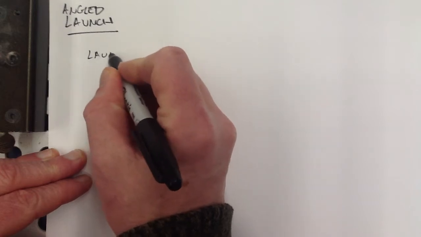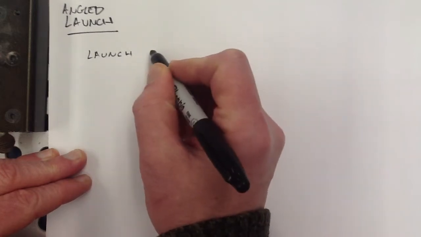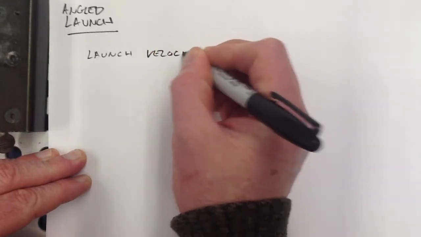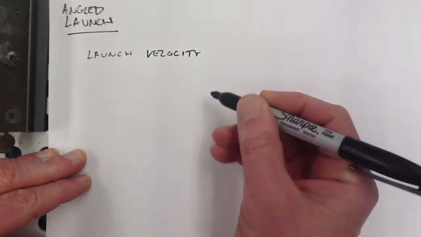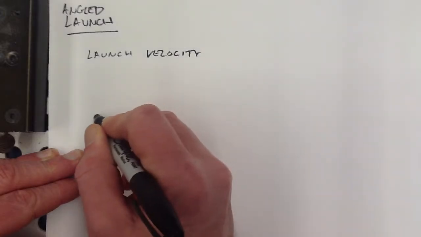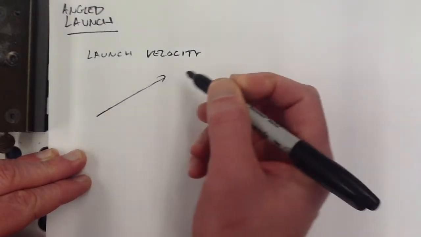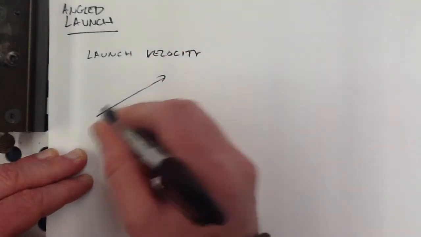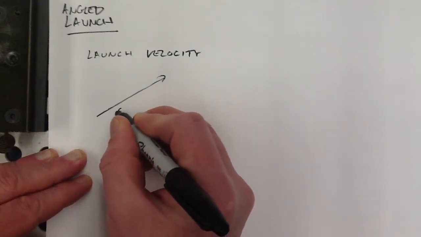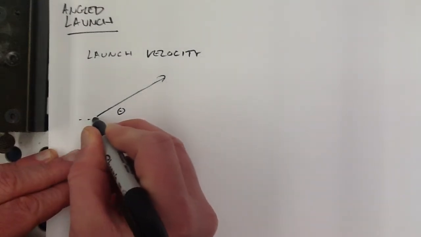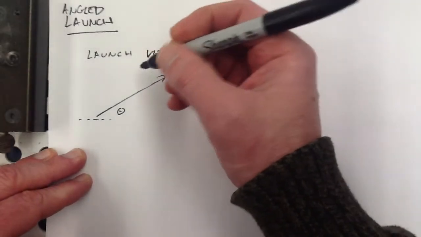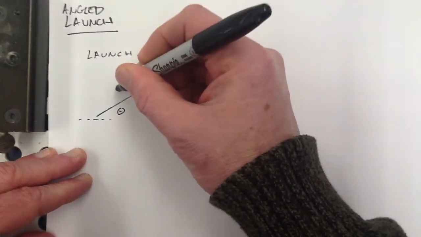Well, when you have a launch that's at an angle, you have your launch velocity, which is going to have a magnitude. That's just how fast it's going. You can call that the speed. It doesn't care about direction. And an angle that it's launched at. Here, let's call this V.